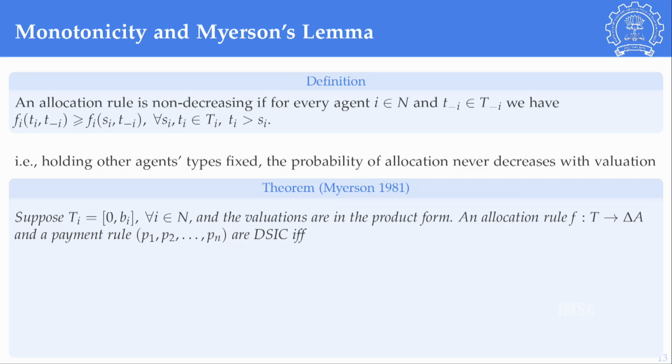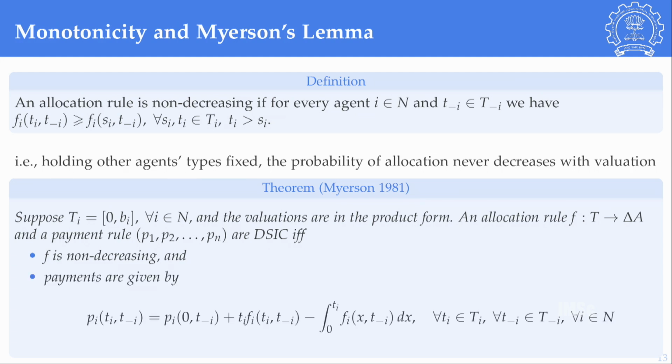Now, the allocation rule and a payment rule, defined the same way as on the first slide, is DSIC if and only if two things happen. The first is that f is non-decreasing, that is, you cannot have a dip after your valuation has increased. And the second condition is that the payments are given by a very specific integral formula. You can already begin to see that the integral we have done has some similarities, and we will connect that back. At this point I am not going to explain this. When the time comes, we will explain each of these terms.